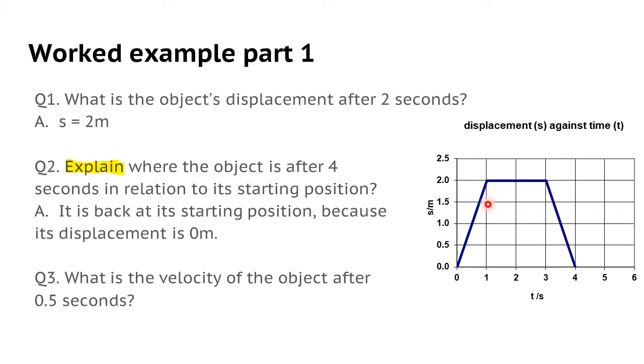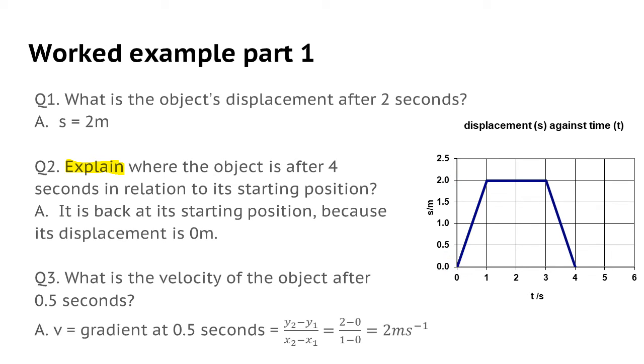Now, to get the gradient of the graph at this point, because it's a straight line, we just need any 2 points in a straight line. So remember what I said before? To get the gradient of a graph, it's y2 minus y1 over x2 minus x1. Just to keep this a bit shorter, I'm not going to go through full details of how to do this, but the 2 points that I would look at would be 1, 2, my first coordinate, and 0, 0.